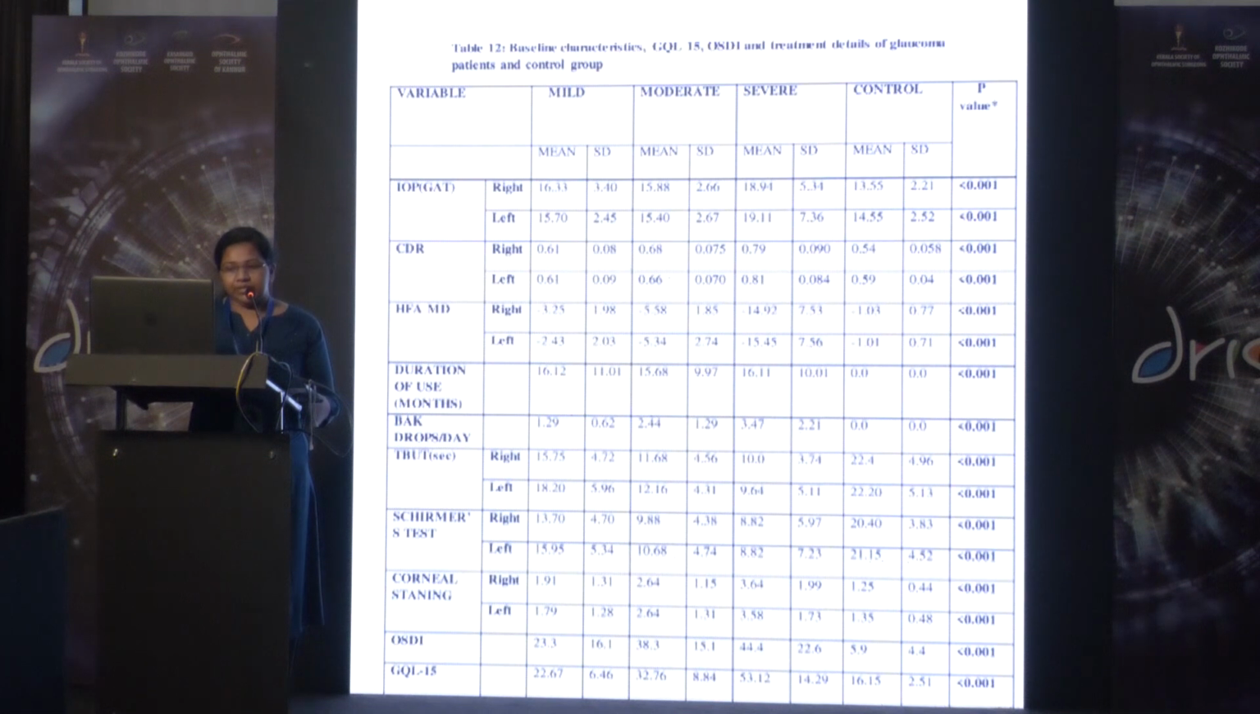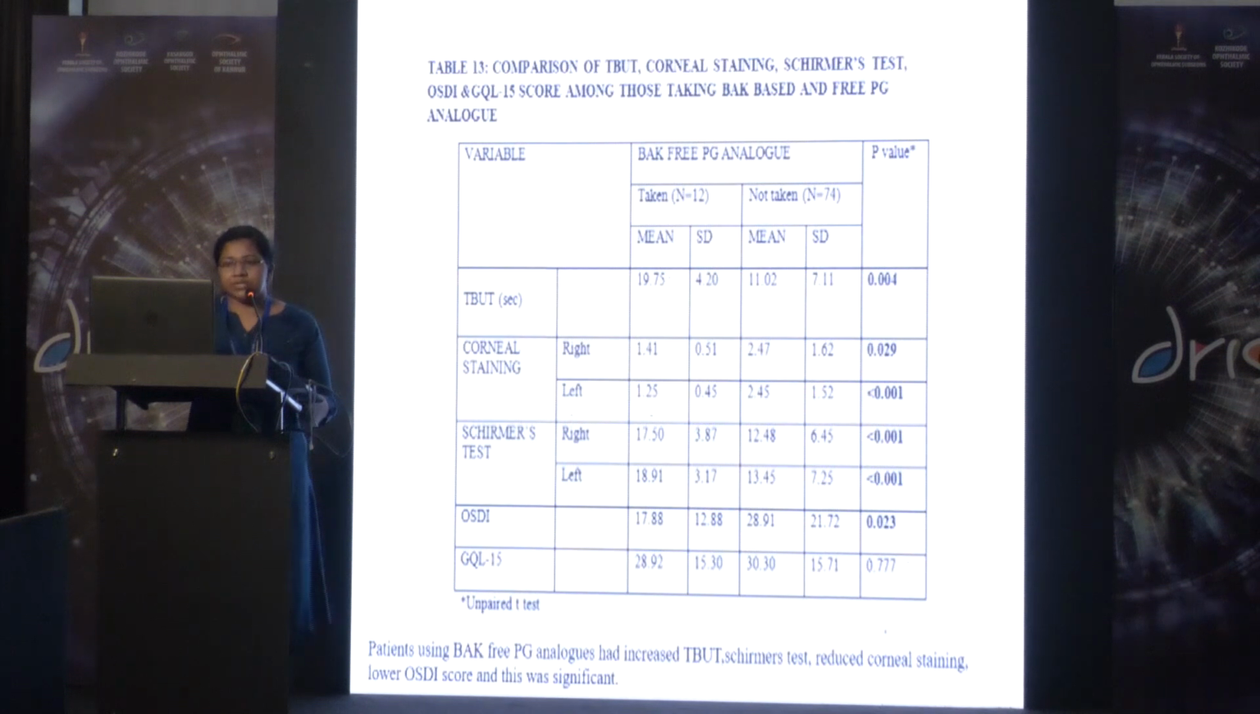OSDI and GQL15 scores also increased with severe glaucoma. This was an additional finding where we compared BAK-free prostaglandin analogs with BAK prostaglandin analogs, and we found that the parameters like TBUT, Schirmer, they increased, they were more in patients who were using BAK-free, and this OSDI score was also found to be lower. However, GQL15 score was independent of these factors.